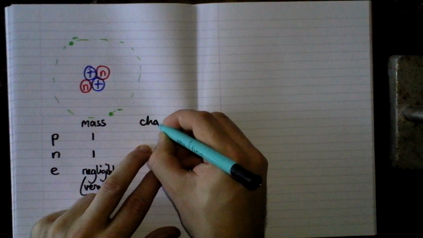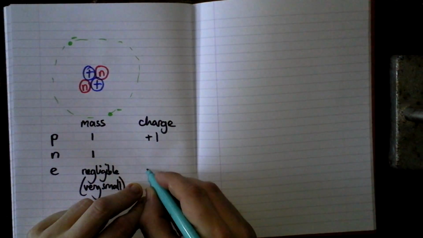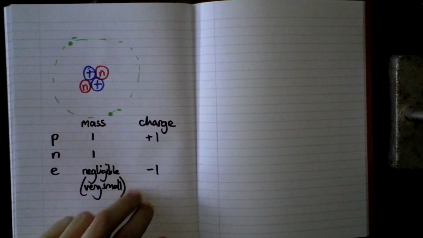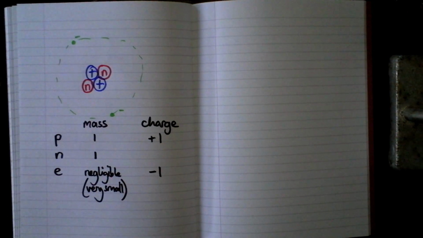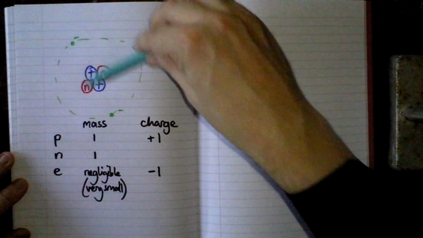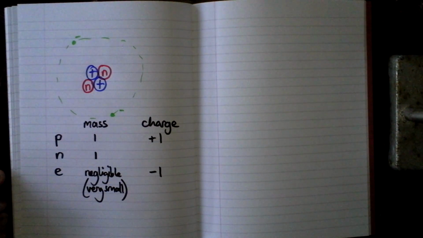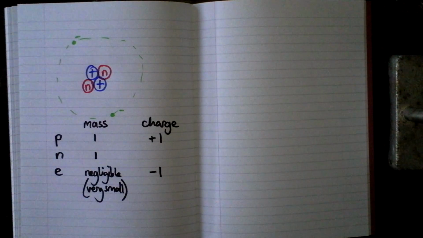We also need to know about charge. As I said, protons have a charge of +1, electrons have a charge of -1. That's very convenient. They're identical but opposite charges. Now, because an atom always has the same number of protons as electrons, that means it always has charges that cancel out. So an atom has no charge.